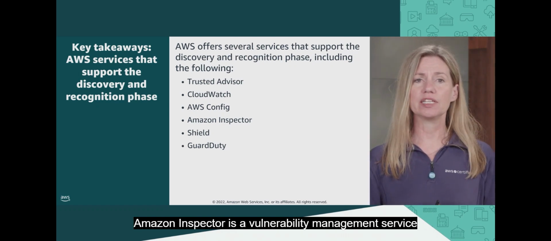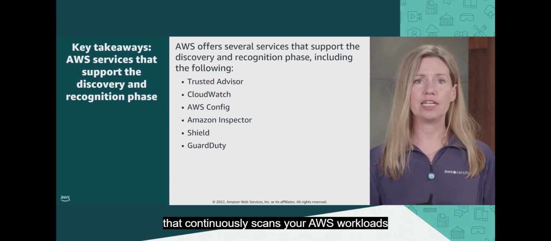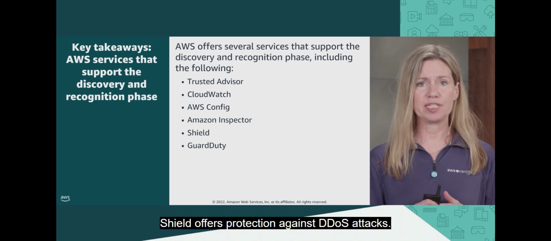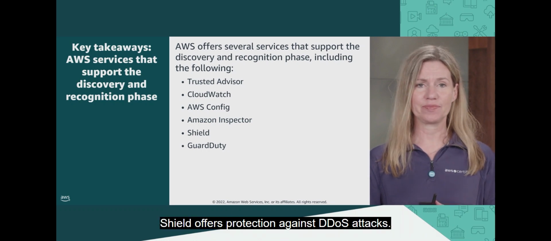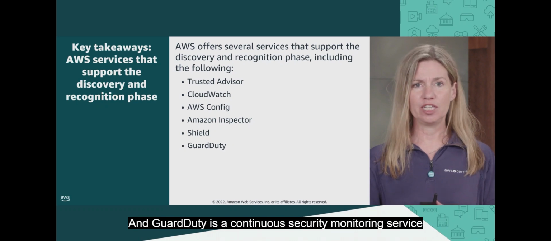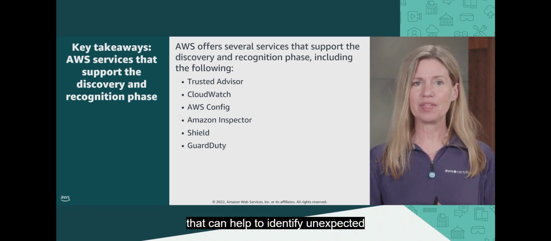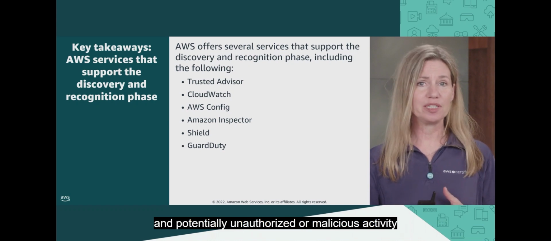Amazon Inspector is a vulnerability management service that continuously scans your AWS workloads for vulnerabilities. Shield offers protection against DDoS attacks. And GuardDuty is a continuous security monitoring service that can help to identify unexpected and potentially unauthorized or malicious activity in your AWS environment.